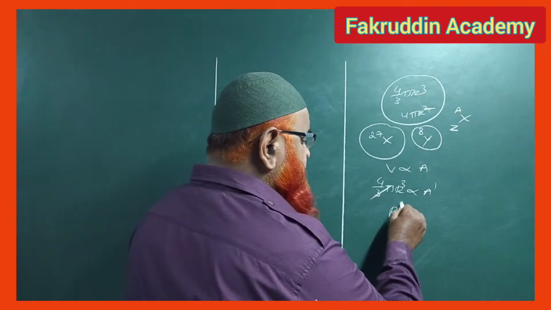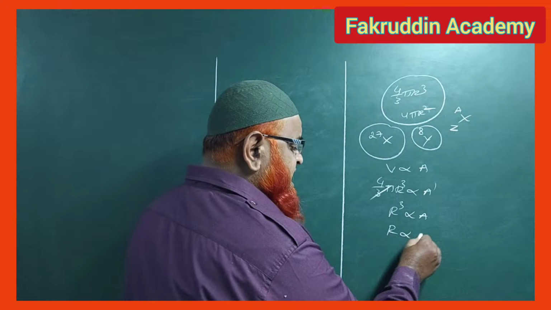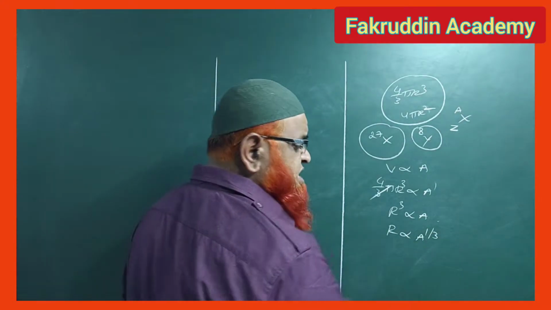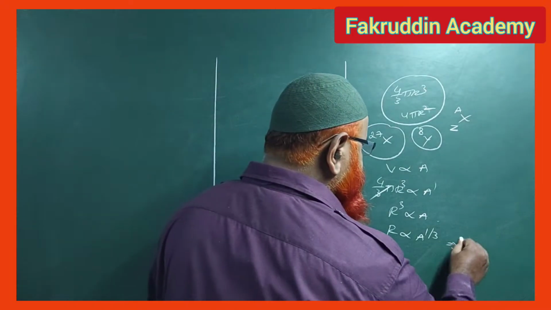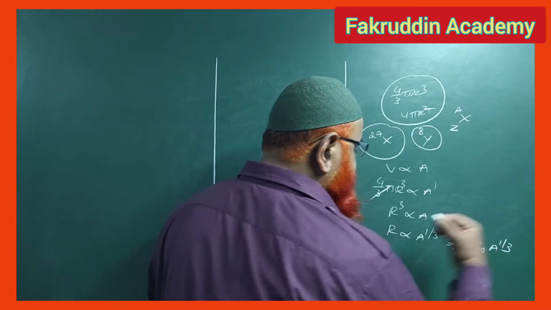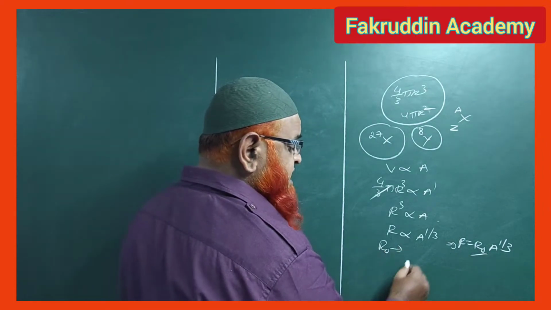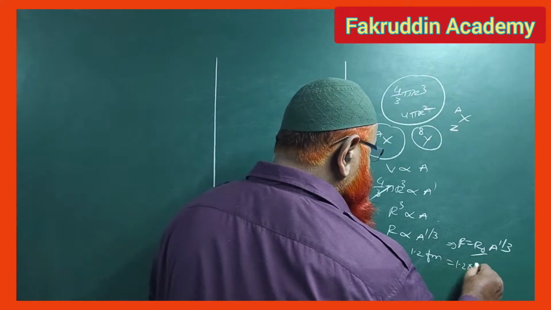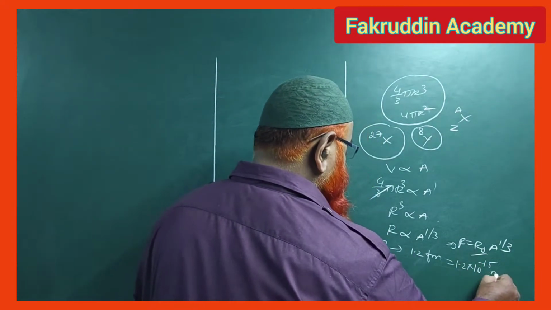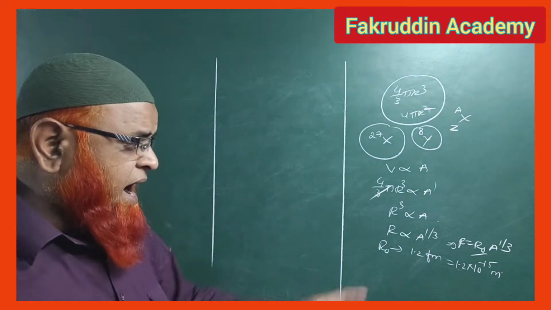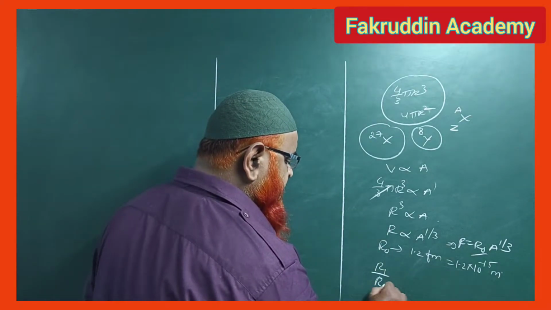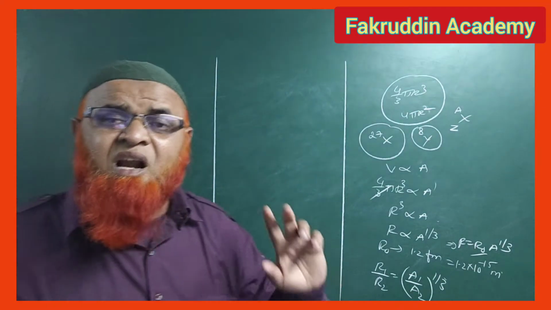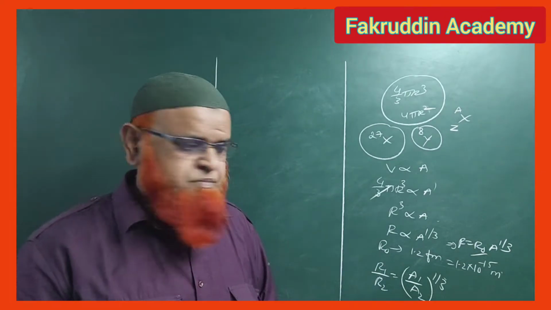Then it is understood that r cube is directly proportional to A, so r is directly proportional to A power 1 by 3. And if proportionality is removed, you are going to get a constant. That is r is equal to r naught A power 1 by 3, where r naught is a constant, taken as 1.2 Fermi, which is nothing but 1.2 into 10 power minus 15 meters. We also get one more relation, that r1 by r2 is nothing but A1 by A2 whole power of 1 by 3. So this is a relation between radius and mass number.